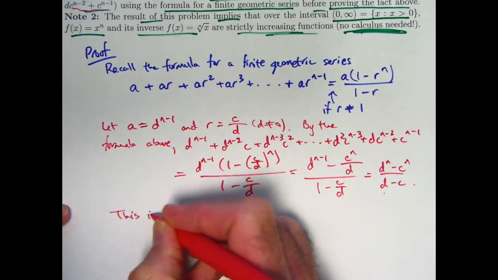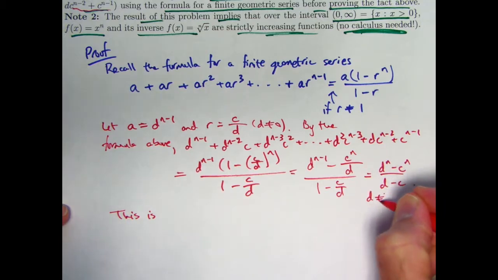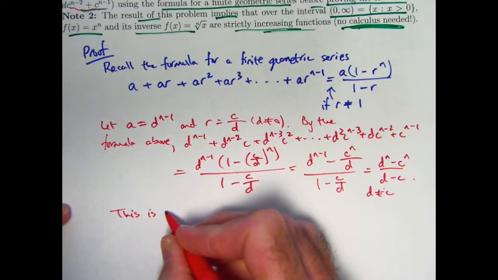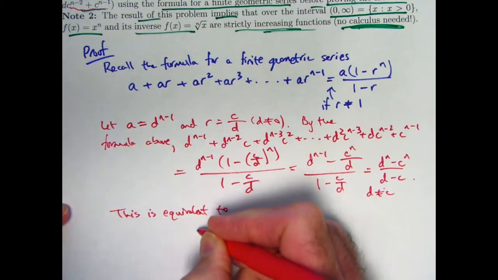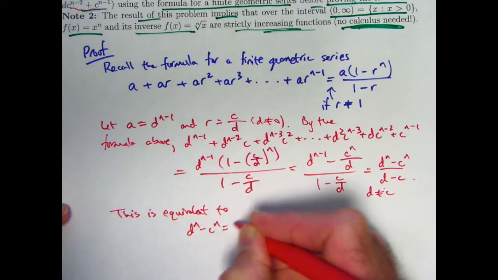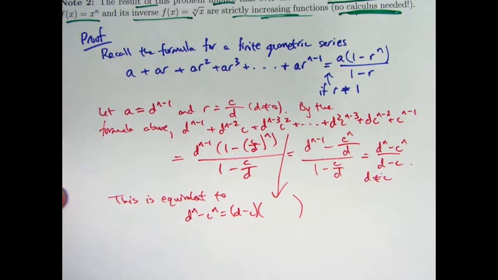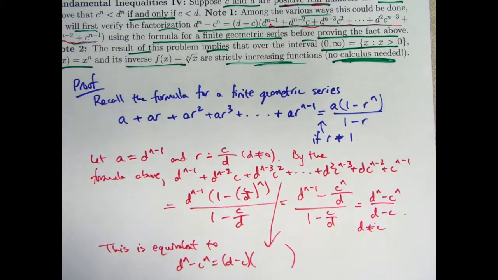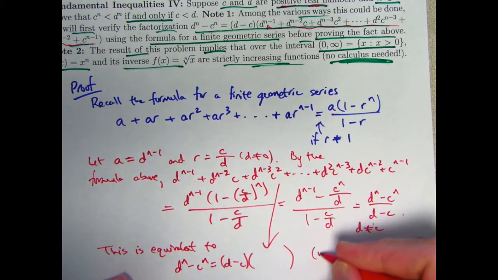This is equivalent after multiplication of both sides by d minus c, and I am assuming d is not equal to c here, to the factorization, d to the n minus c to the n equals d minus c times, I won't bother writing all this again. I've got it up here if you want to see it. At least when d is not equal to c, but again, when d equals c, this factorization is trivial. Both sides are 0. That's worth mentioning if you were actually doing an official proof.